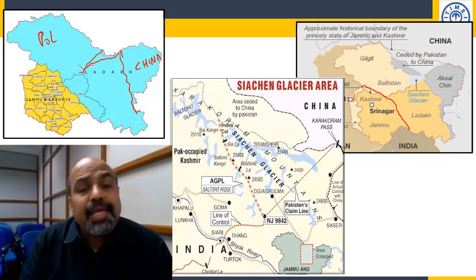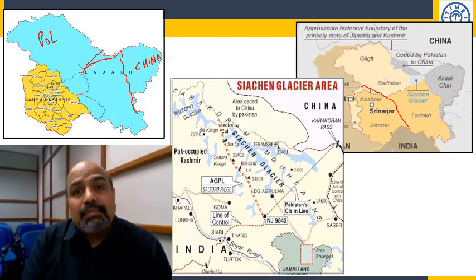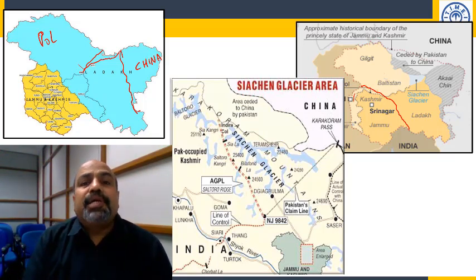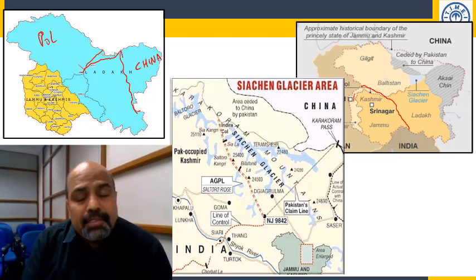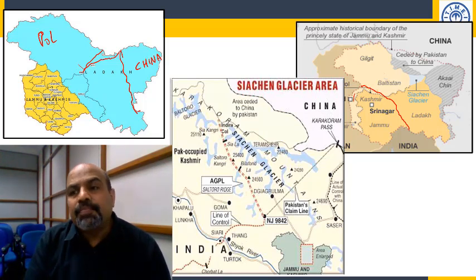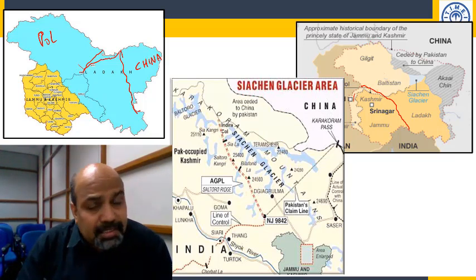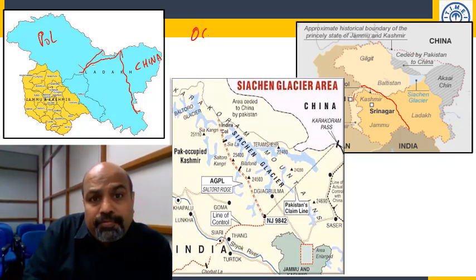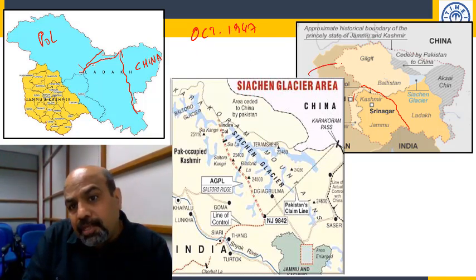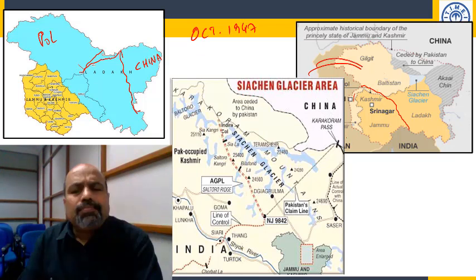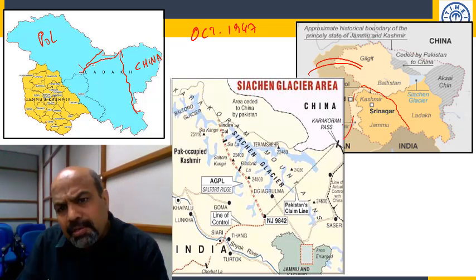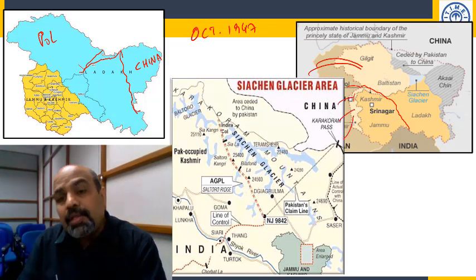So, taking advantage of the geographical and political isolation of the princely state of Kashmir, the Pakistanis attacked Kashmir. This was in October 1947. When they attacked, they began to occupy large parts of it. They came from all sides, actually.